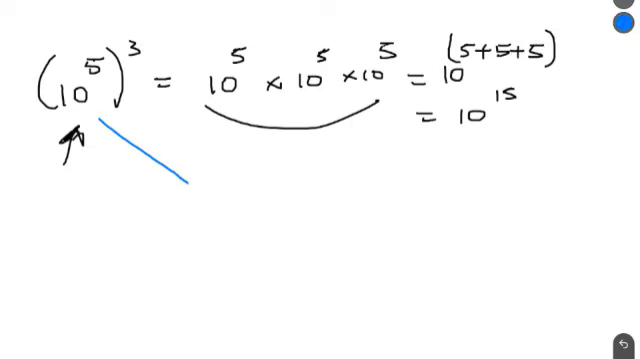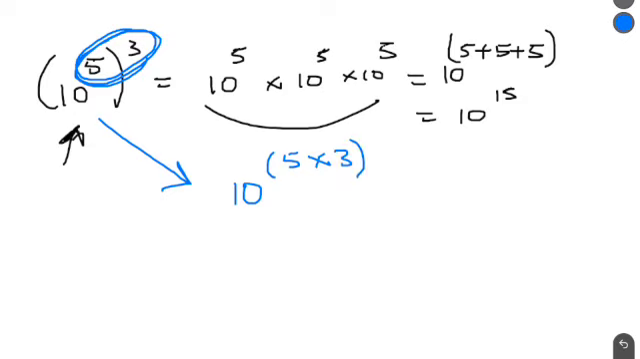Another way of doing this problem, as I showed you in our last problem, is if we just simply multiply the exponents here. So 10 to the power of 5 times 3. And what we find is 5 times 3 is equal to 15. And the answer would be 10 to the power of 15. Same answer that we found here.